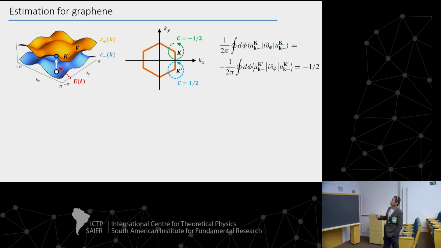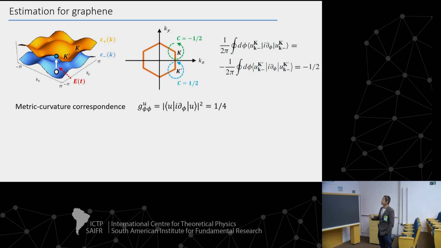Now the point is that this is topological because it does not depend on how big this ring, this circular trajectory, is, as long as it circles one of the Dirac nodes. Okay. Then the metric-curvature correspondence in graphene looks like this. It turns out that this Berry connection is directly given by the square root of this azimuthal quantum metric in the azimuthal direction.